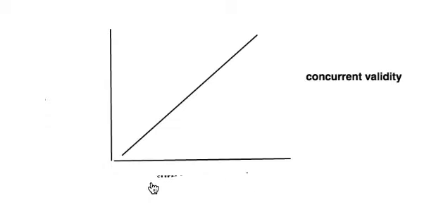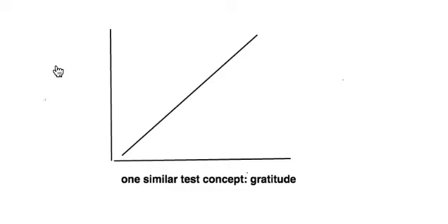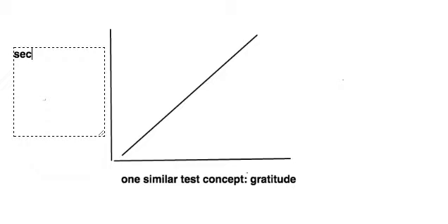All right, last example that we'll do. What is a psychometrician looking for? What are they trying to establish? Let's say they're comparing one similar test concept, let's say we'll call it gratitude, with another concept that is similar, or a second similar concept. Let's say positive affect, or when you have a positive emotional state.